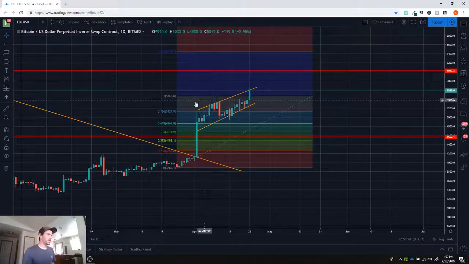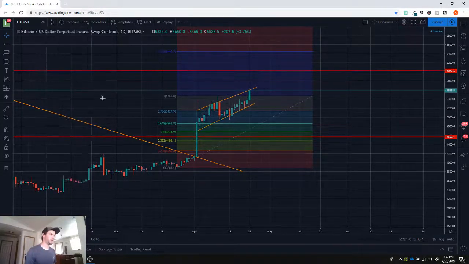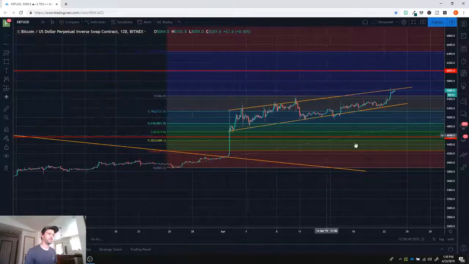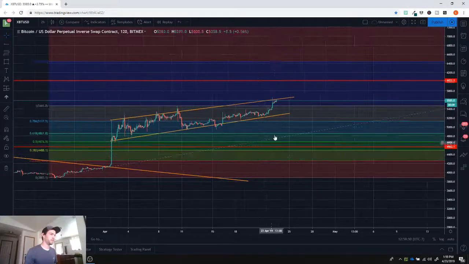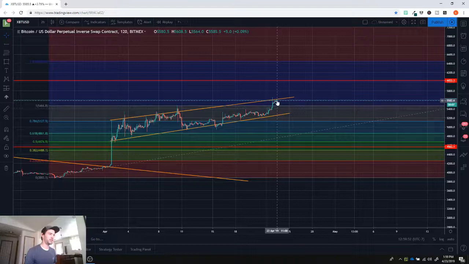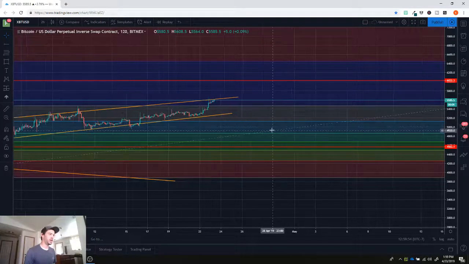So I'm going to be keeping an eye on BTC. We got this nice big candle. Let's get a little bit smaller time frame. And she's trying to break out of this. I'm going to keep an eye on her today. We got a nice little bull flag going.